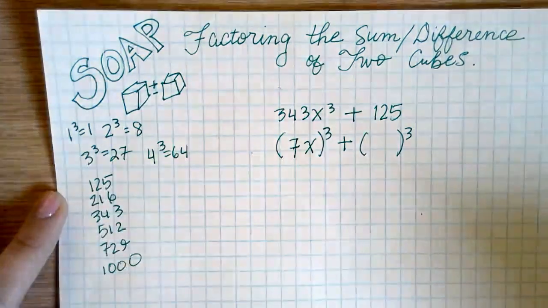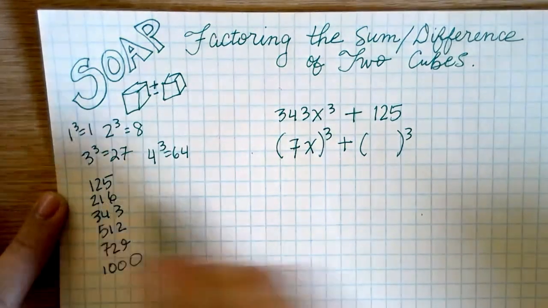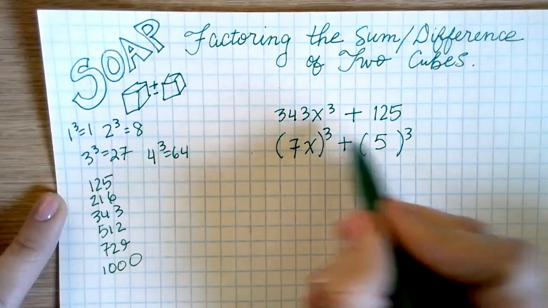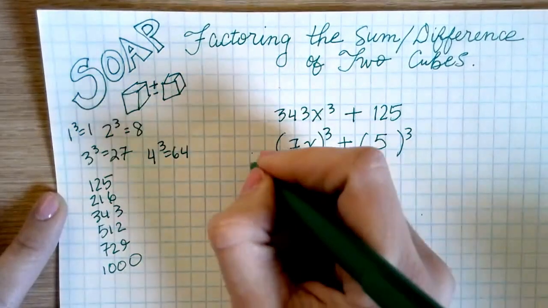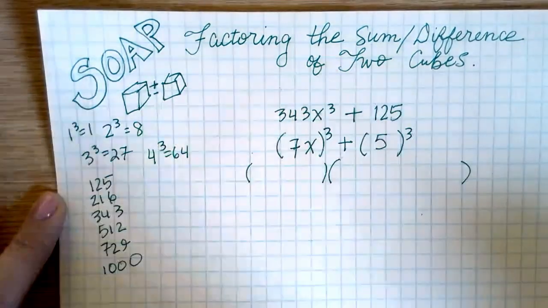X cubed is x cubed. What's being cubed to make 125? 1, 2, 3, 4, 5. This is literally the sum of two perfect cubes. 7x is cubed, 5 is cubed. Factoring. What do we have to remember? We're going to get a binomial, means two terms, and we're going to get a trinomial.